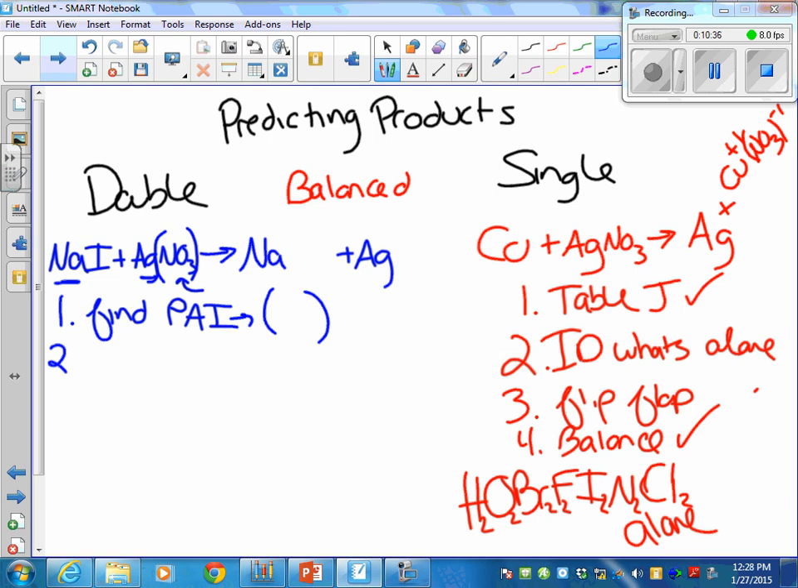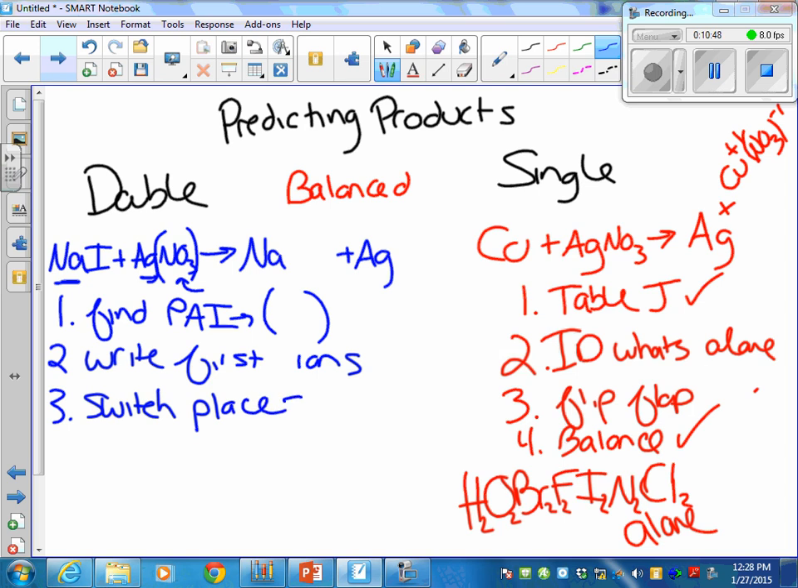Find my polyatomic ions and then rewrite my first ions again, okay? Step 3 is to switch places. So that means the iodine is going to end up with the silver, and the nitrate is going to end up with the sodium. Now, it's not NO. The 3 is in the parentheses, so the 3 comes with me, okay? If it was AgNO3 2, that 2 would not come with me because that's part of the formula, okay? I knew that was going to happen. That's part of the formula. And we have to write these formulas over here correctly, okay? So step 4 is going to be to flip-flop.